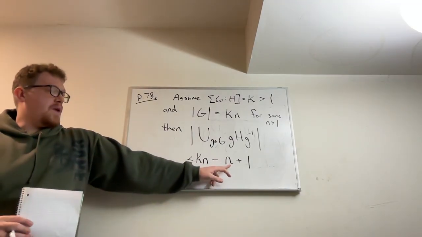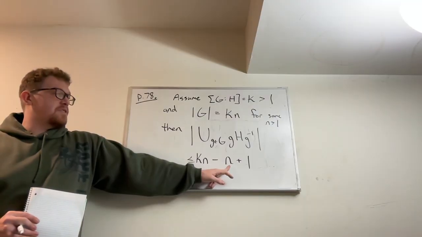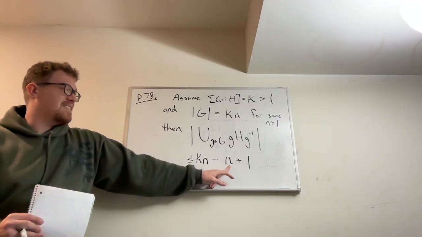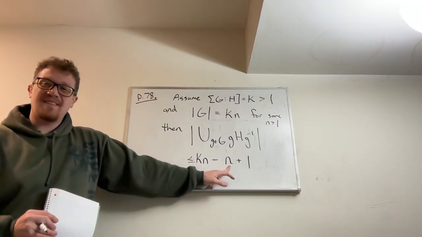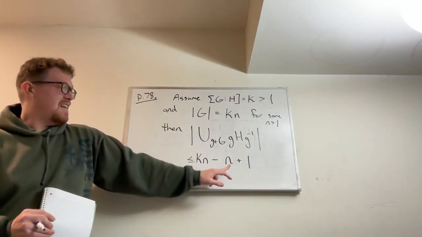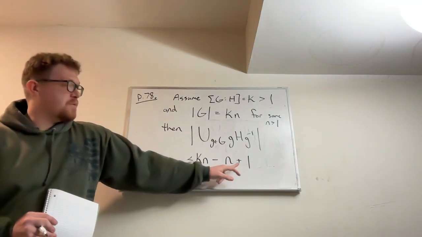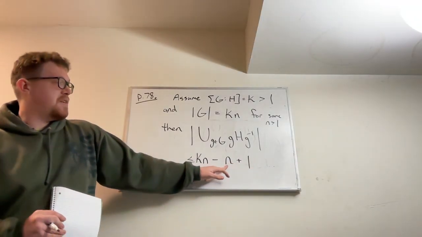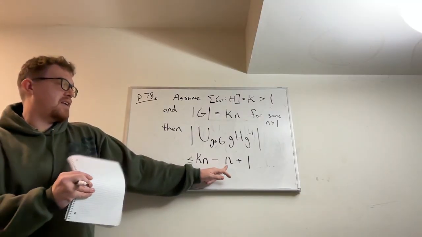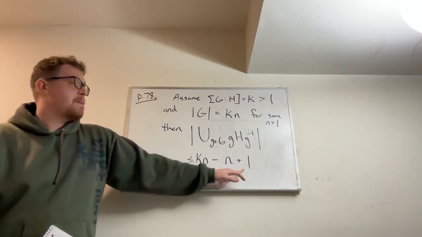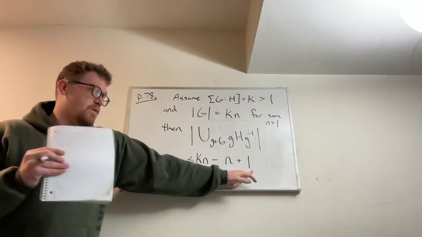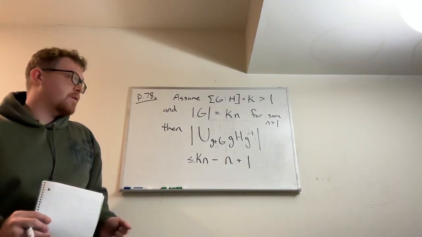We counted the identity n times when we really should have just counted it once. So basically we have to subtract off the identities that we counted each time and then just add it back for the one identity that we know is in all of the subgroups.